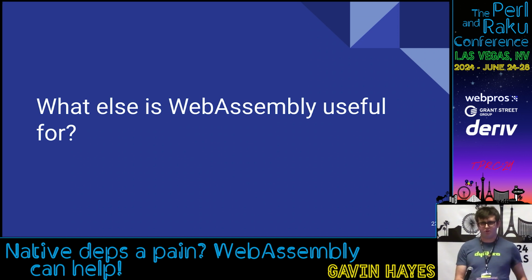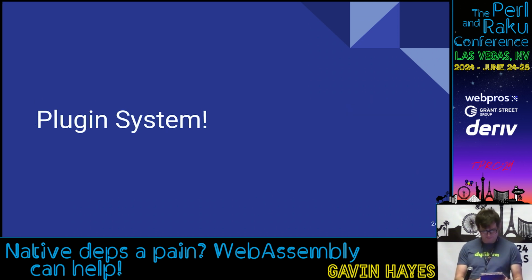What else is WebAssembly useful for? The ability to safely run code, even untrusted code, is useful beyond sandboxing dependencies. If you have the ability to safely run untrusted code, you can make a plugin system, specifically a secure plugin system. Think beyond desktop applications.